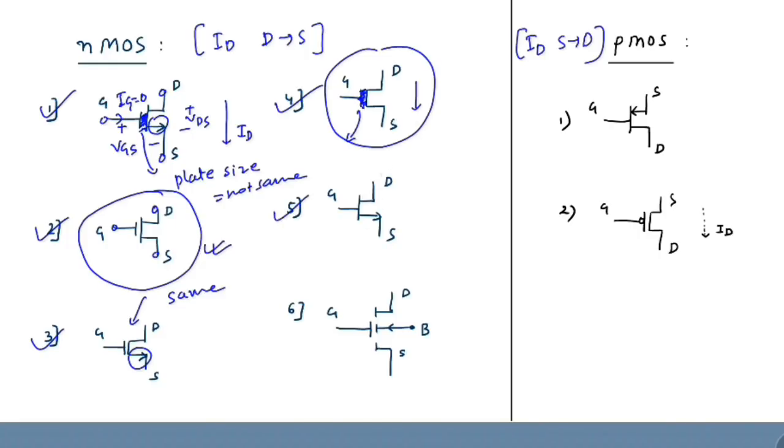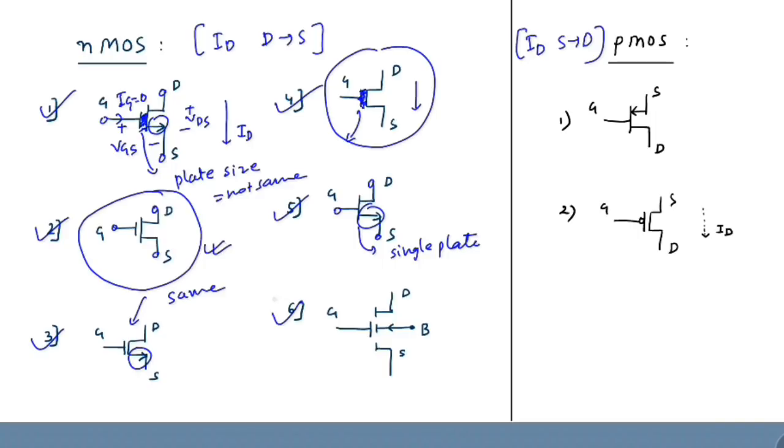The fifth symbol we have is a single plate, and this is the symbol, very simple. We have the three terminals, drain, gate and source, and this arrow is present. This means that our current is flowing from drain to source.